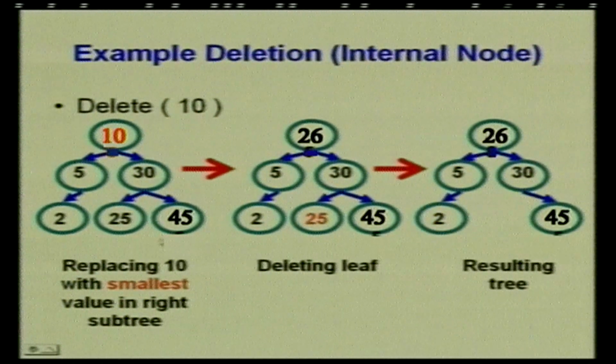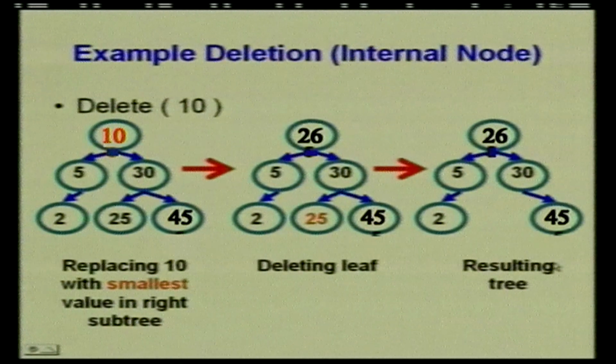Replacing 10 with the smallest value in the right subtree, that also you can do. So, suppose you want to replace this 10 with the smallest value, the in-order successor case, then the smallest value in the right subtree is 4. So, you replace it and the resulting tree is as shown.